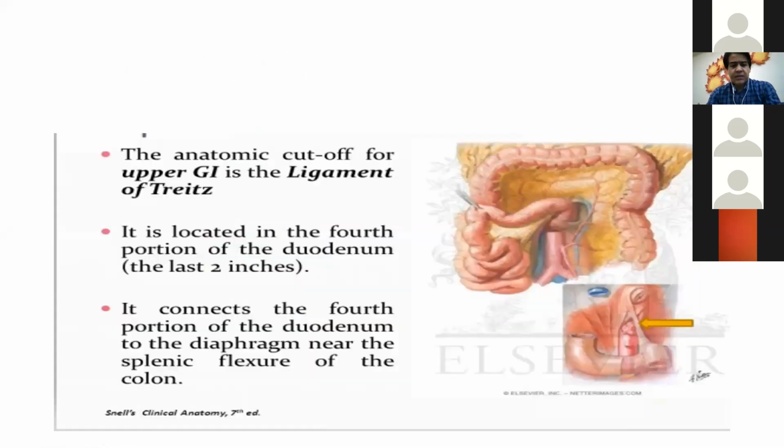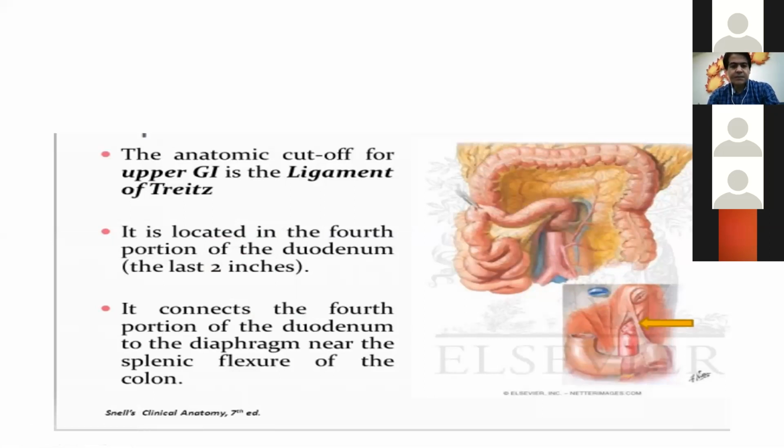This is another slide which again shows you that these are the basic structures. This anatomic cutoff of the upper GI is the ligament of Treitz. It is located in the fourth portion of the duodenum. It connects the fourth portion of the duodenum to the diaphragm near the splenic flexure. So this is very important. You must know that distal to this ligament, the bleeding is known as a lower GI bleed.